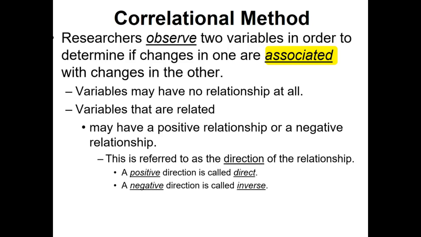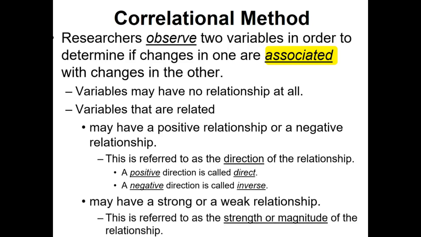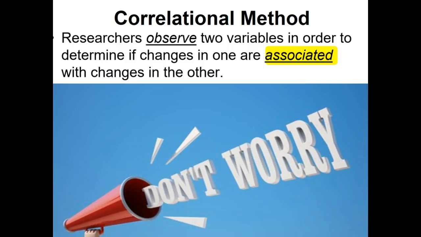Variables that are related may have a strong or a weak relationship. This is referred to as the strength or magnitude of the relationship. Don't worry, we are going to go through all of this in detail with examples to make sure that you get it.